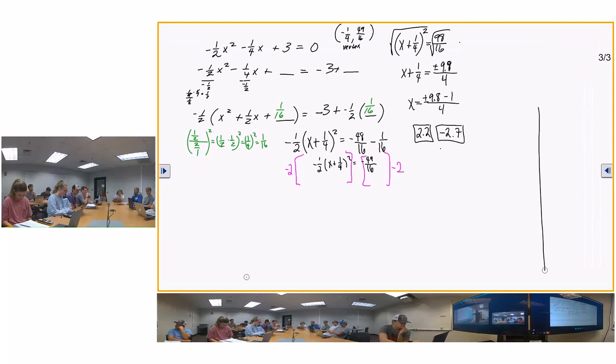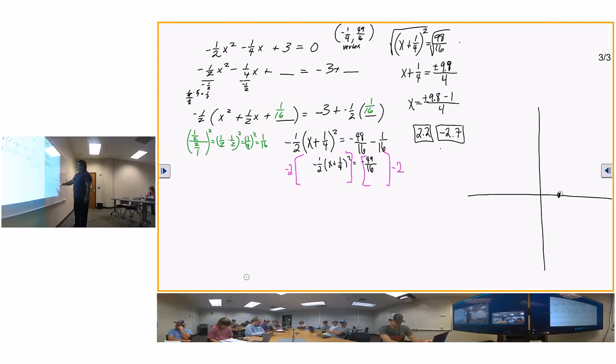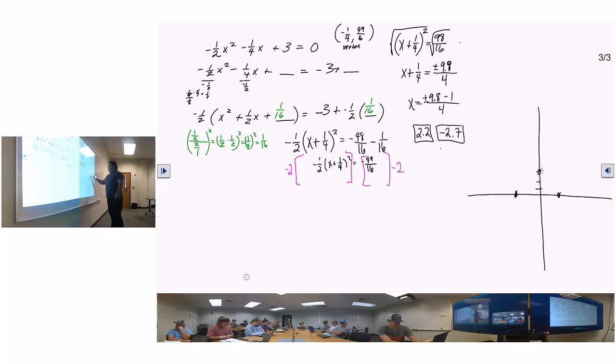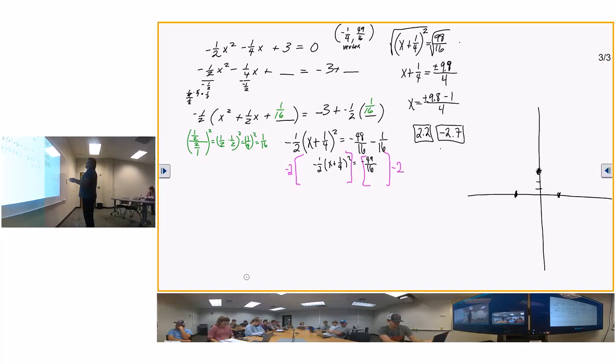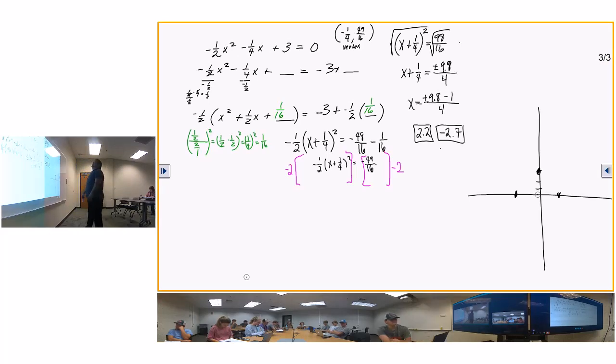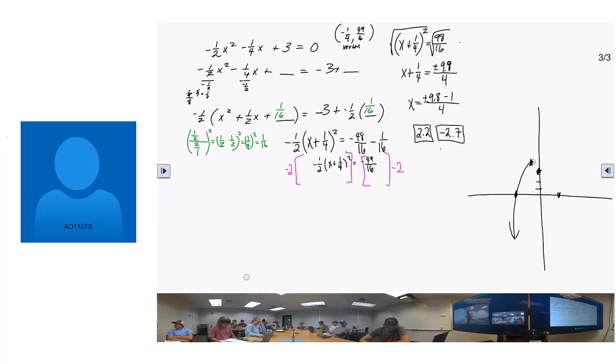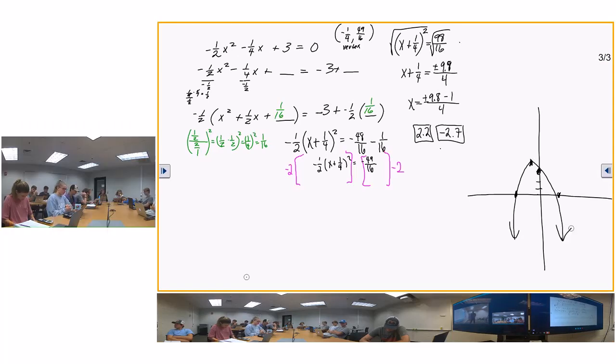Yeah, there you go. Right, I think this is right. So, 2.2 is right there. Negative 2.7 over there. We got a y-intercept of +3. That's right there. And a vertex of -1/4 and 49 over 16, well, 45 over 15 is 3, so that's going to be around 3 point something. So there it is.